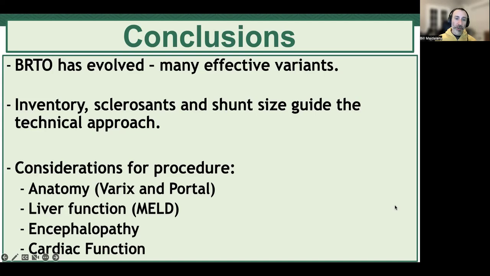So I think where BRTO really shines is in that patient who has isolated gastric varices, a patient who has an elevated MELD, maybe that patient who cannot receive a TIPS. This would really be a preferred approach for a bleeding isolated gastric varix. The patient who has encephalopathy and you want to treat the varix and then potentially consider TIPS in the future if needed. A patient who has poor cardiac function and cannot tolerate the elevated pressures that a TIPS would necessarily put on the heart, variceal sclerotherapy would still be very effective in treating the varices.